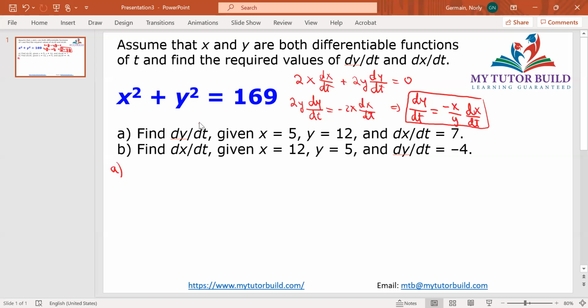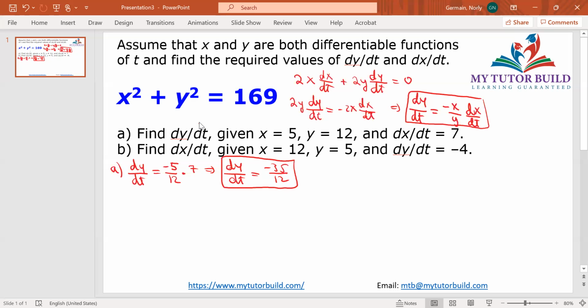Now, we can answer the two questions they ask us. First of all, they ask us to find dy/dt when x equals 5 and y equals 12, and dx/dt is 7. So all we need to do is substitute and simplify. So dy/dt equals negative 35 over 12. We answered the first question. The hardest part is really to find the derivative.